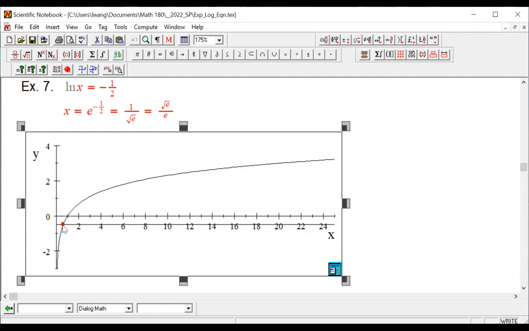That's the solution. Okay. And do we understand that solution? The input, that's the input. How much is it? It's root e over e. And the output is -1/2. Okay. So understanding the inside and out of these equations is super duper important.